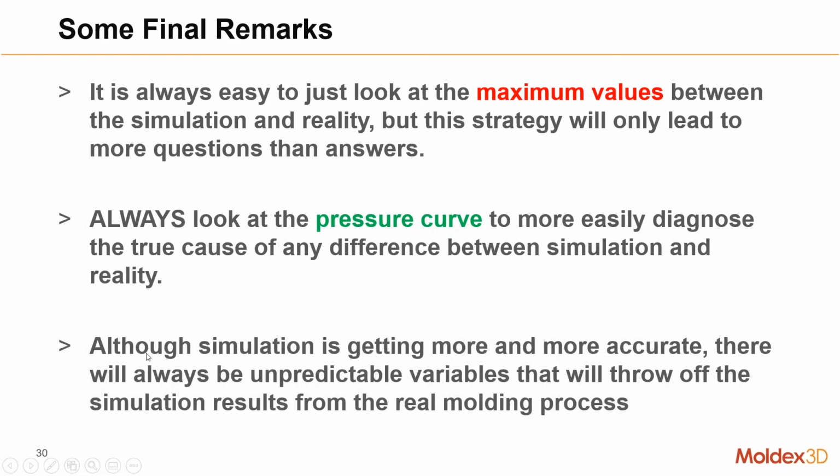And one last note here, although the simulation is getting more and more accurate, as we input more and more advanced information into the computation, there will always be some sort of unpredictable variables that will throw off the simulation results from the real molding process. And it's important to keep that in mind. The simulation will typically never be 100% correct. There will always be some sort of variables that we need to make sure that we keep in mind, at least.